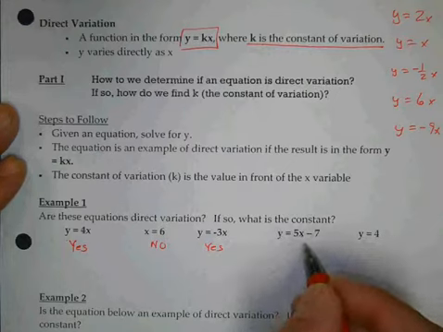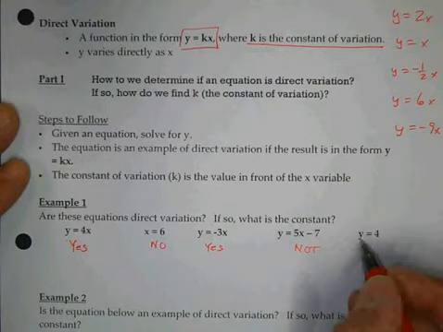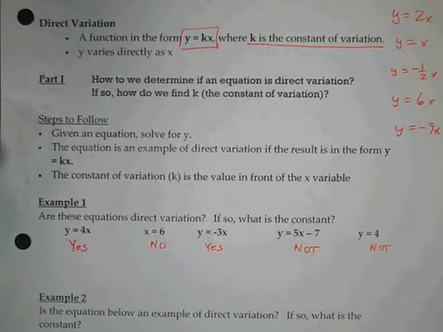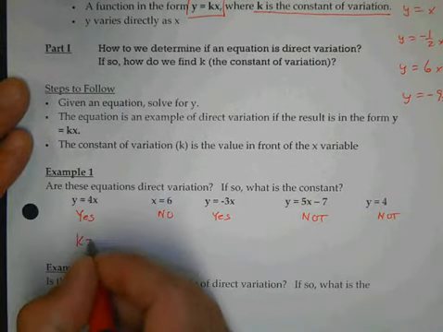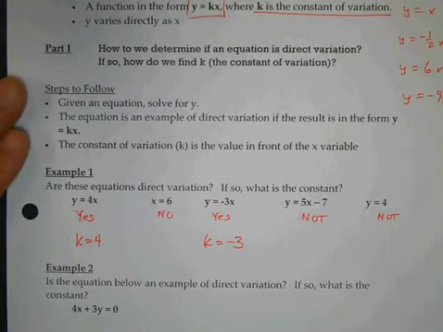Here, is that y equals a number times x? Why not, Brett? Yeah, because of the minus 7, so it's not. What about this last one? Y equals a number times x. Once again, it's not because there's no x. So we go back to the ones that we said yes on, and let's just write down what the constant is. Here, k equals 4. Here, k equals negative 3.